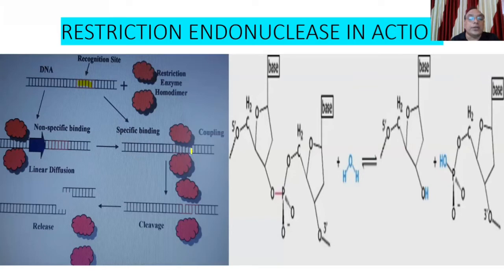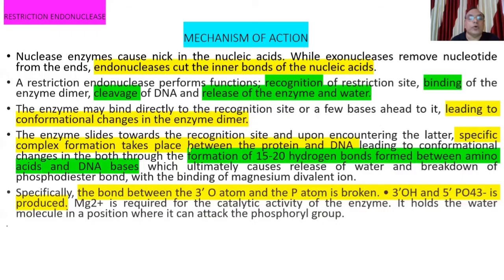But when it reaches the point of recognition, hydrogen bonds are formed. Formation of 15 to 20 hydrogen bonds between amino acids and DNA bases ultimately causes release of water and breakdown of the phosphodiester bond with the binding of the magnesium divalent ion. So the magnesium ion is bound, then the breakage takes place and water is released.